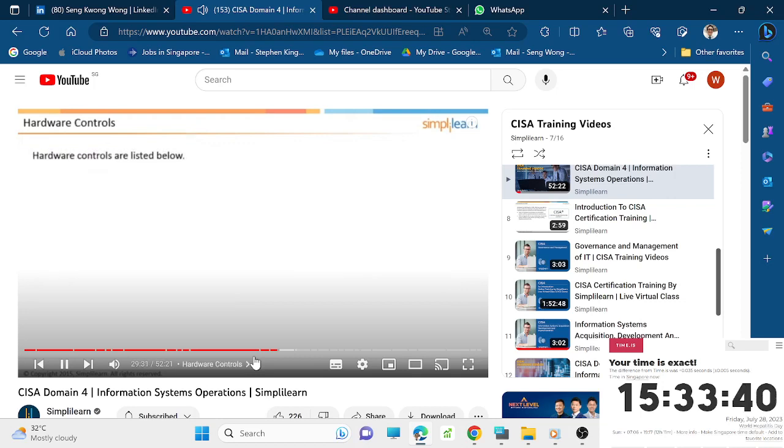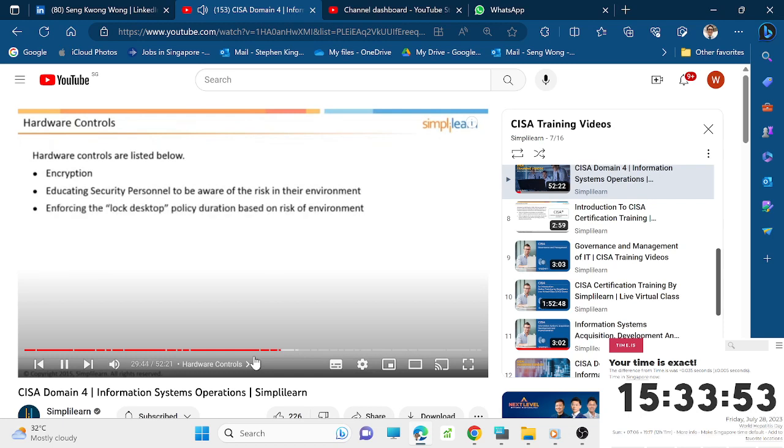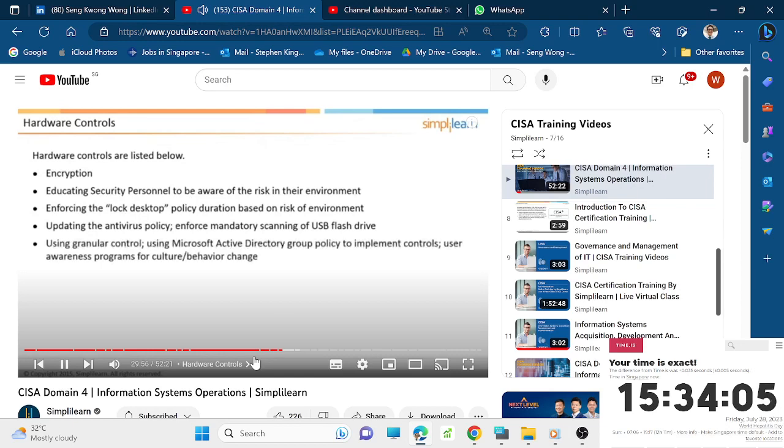In order to safeguard computer hardware against these risks, the following controls can be put in place. Encryption, fully covered in Domain 5, educating security personnel to be aware of the risk in their environment. To enforce the lock desktop policy, duration based on risk of environment. Update the antivirus policy and enforce mandatory scanning of USB flash drives. Granular control using Microsoft Active Directory Group Policy to implement controls. User awareness programs for culture and behavior change.